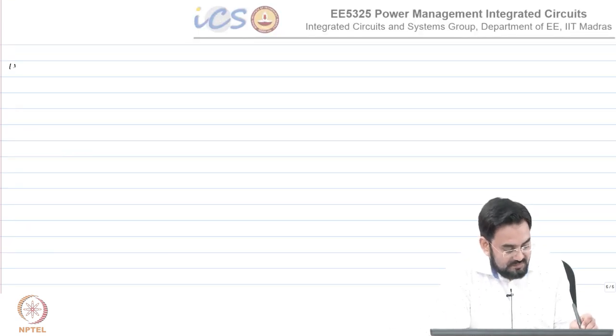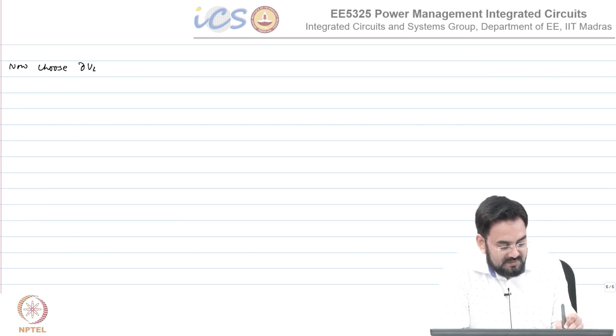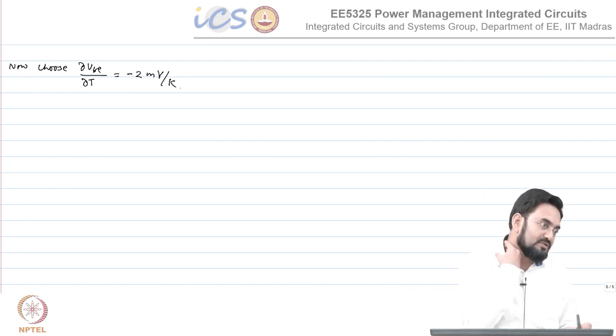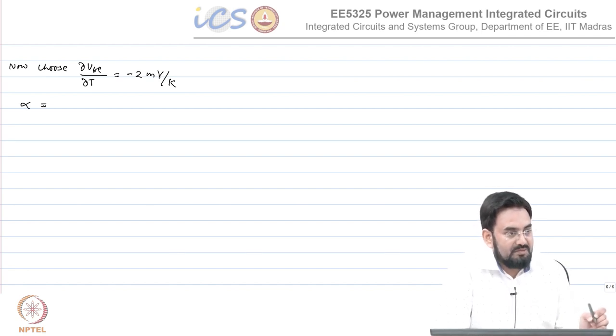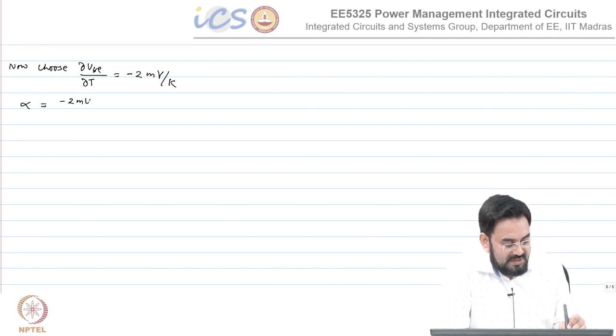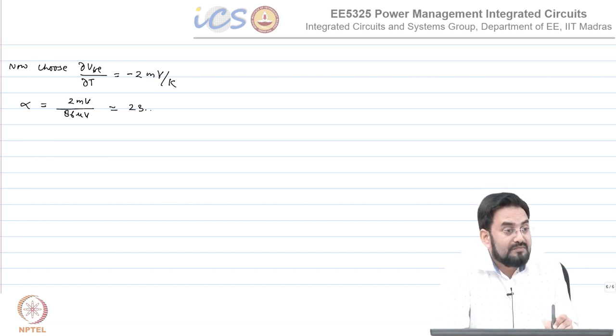Okay, now choose delta VBE by delta T equal to minus 2. Okay, so from this, what will be your alpha? What would be your alpha? Minus 2 millivolt, sorry, divided by how much? 86 microvolt. 23, okay, just make it 23.